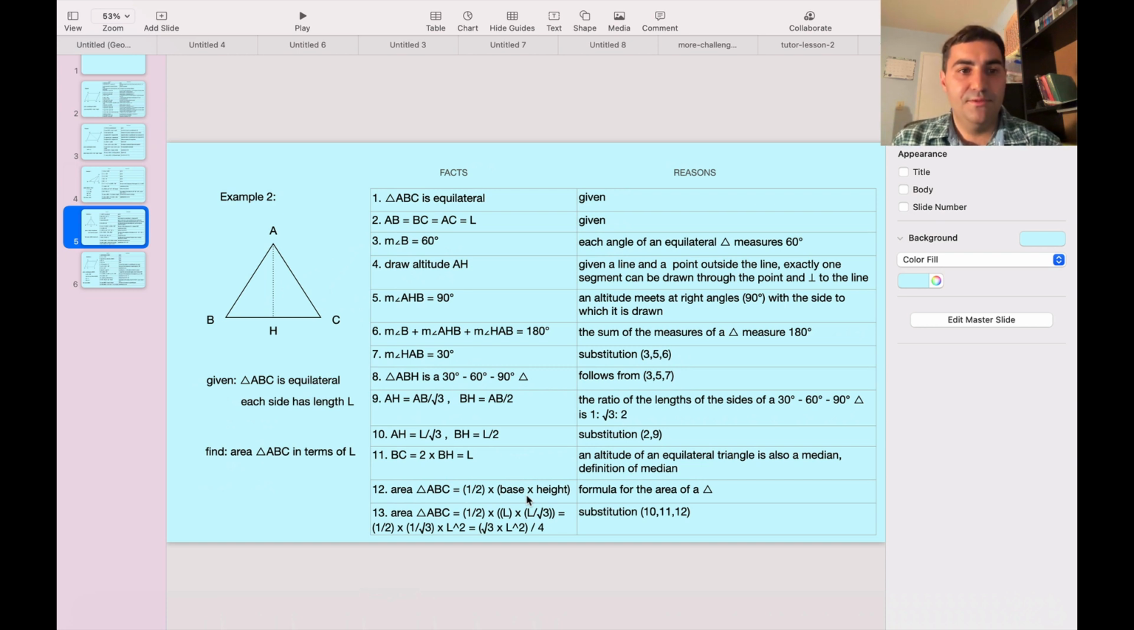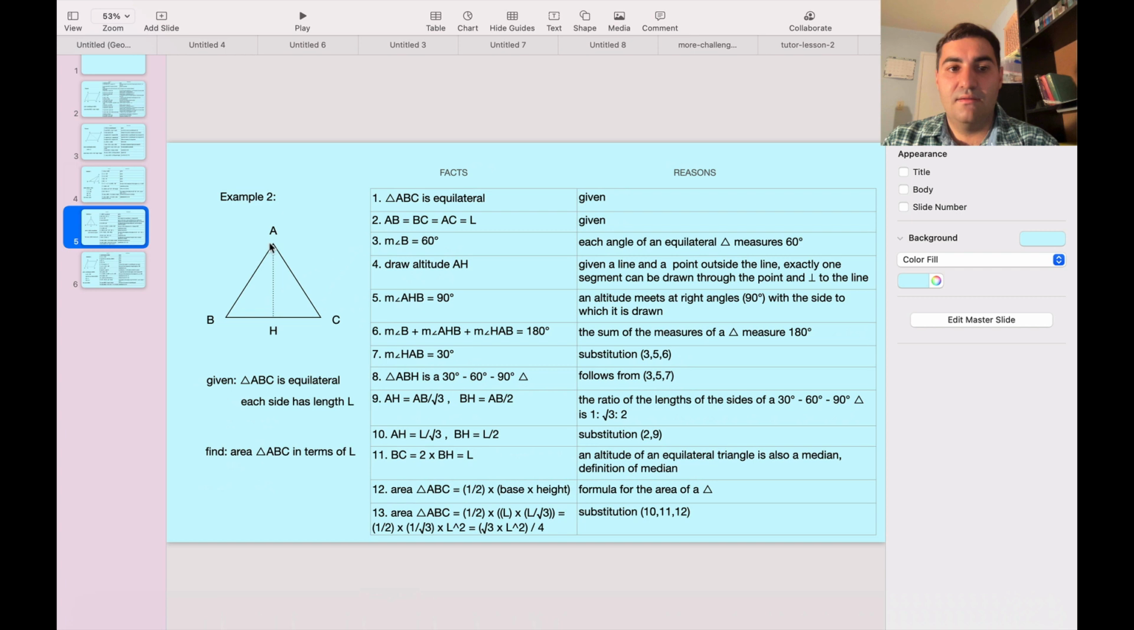Okay, example 2. Given triangle ABC is equilateral and each side has length L, find the area of triangle ABC in terms of L. So we write down what we know, and we know that the measure of each angle of an equilateral triangle is 60 degrees. So what I'm going to do is draw altitude AH, and altitude AH is going to be perpendicular to the opposite side BC.